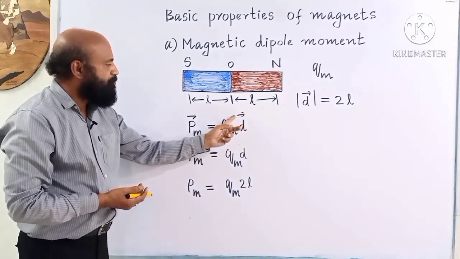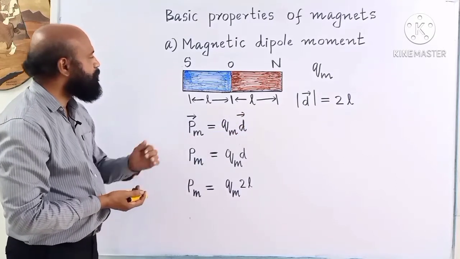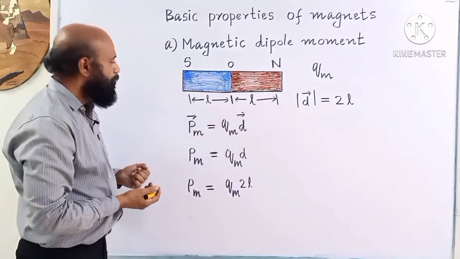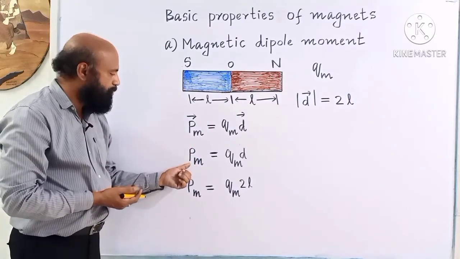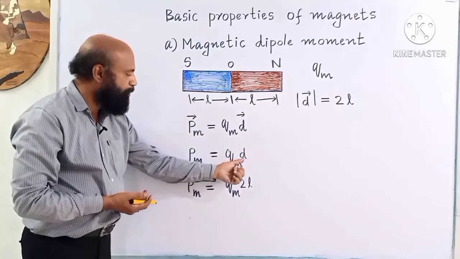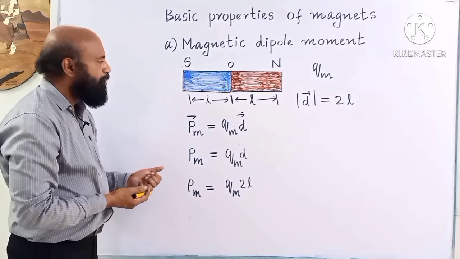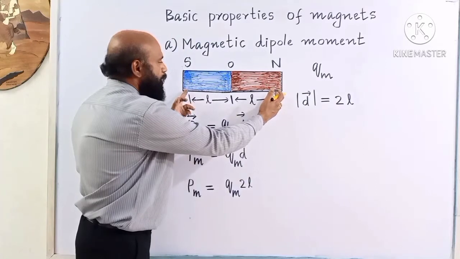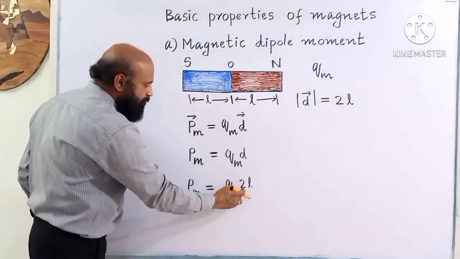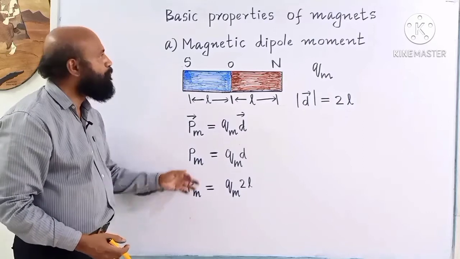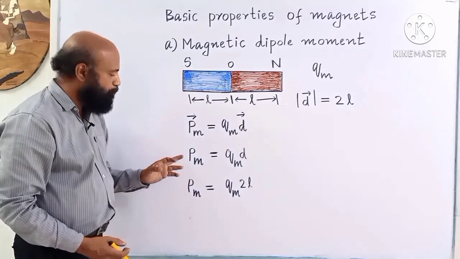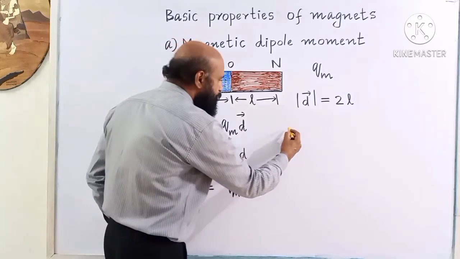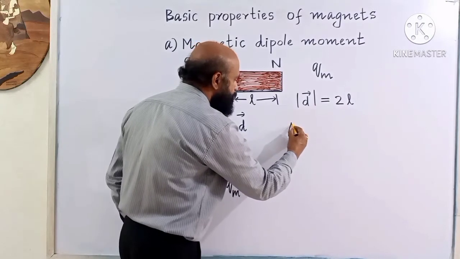Then the D vector. The D vector is a vector from the south pole to the north pole. The magnitude of the dipole moment is PM equal to QM into D. The magnitude of the D vector is this 2L. So for this D we can write 2L. So this is the magnitude of the magnetic dipole moment. The SI unit of magnetic dipole moment is ampere meter square.